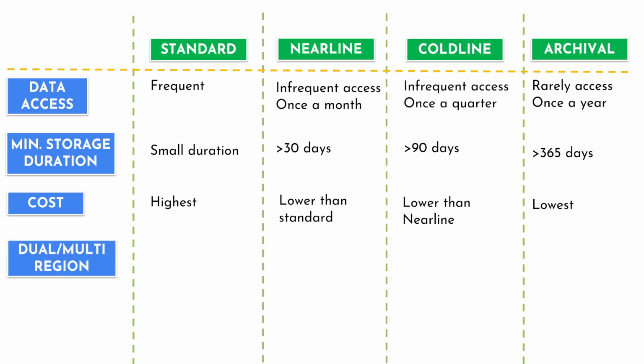All four storage classes support dual or multi-region. When you create a bucket and specify a storage class, you can select whether you want it to be regional, dual-regional, or multi-regional. Each of those has different costs associated with it. Obviously, multi-region would be the highest, then dual region will have a lower cost than multi-region, and the regional cost will be the lowest among all those. So you choose that strategy as per your use case and the criticality of your data.